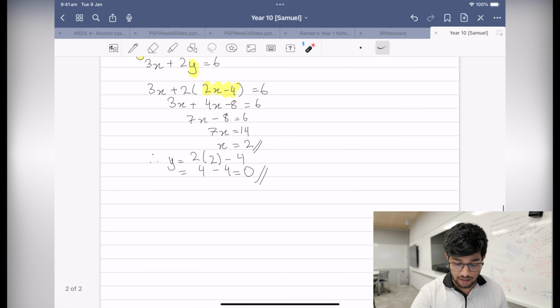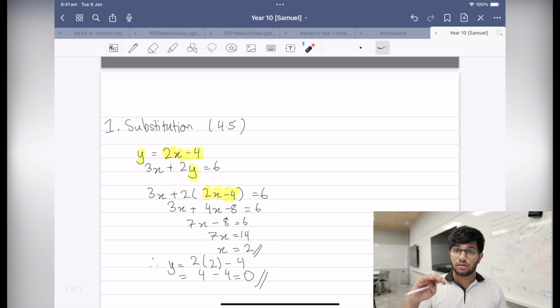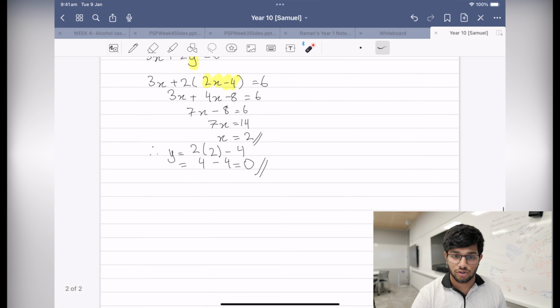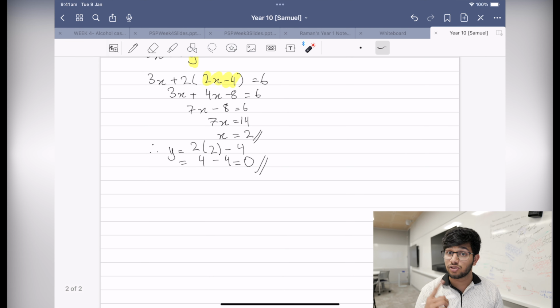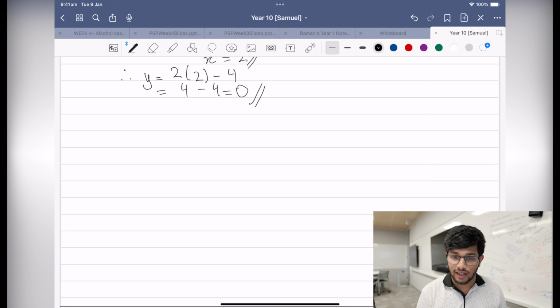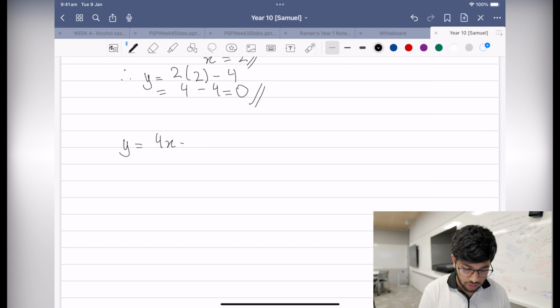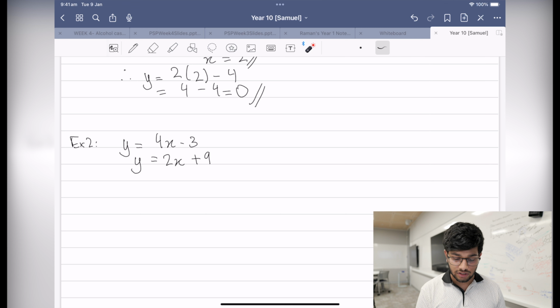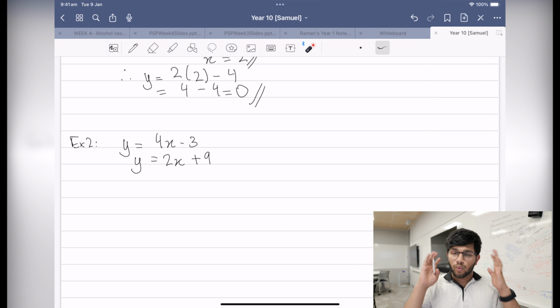Before we move on to elimination, there's another kind of substitution which the textbook gives us, and it's actually a really good one. So let's do example 2. y is equal to 4x minus 3, and y is equal to 2x plus 9. In this case, we can see y is equal to something, and that same y is equal to something else.